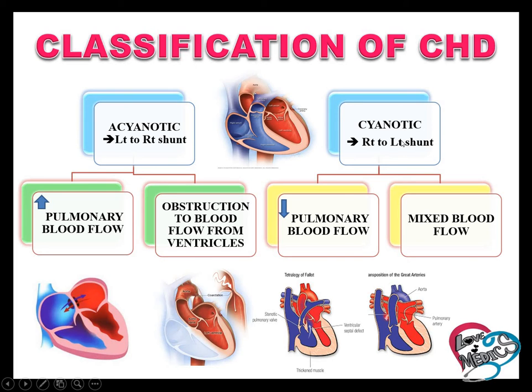In cyanotic, the blood passes from right to left side. On the right side, the deoxygenated blood is present. So the deoxygenated blood passes all over the body. The cyanotic heart disease is divided into decreased pulmonary blood flow and mixed blood flow.